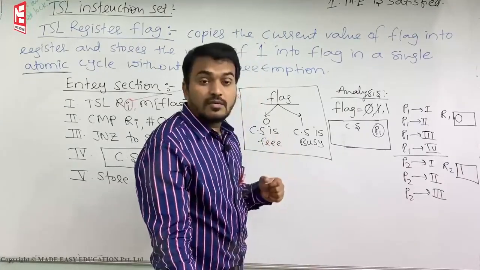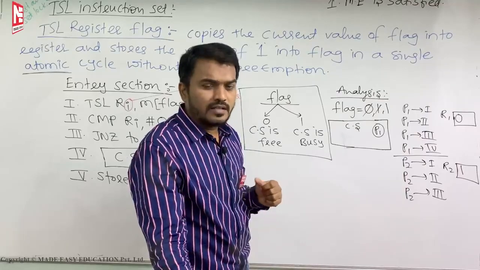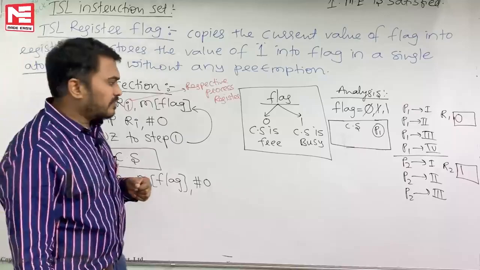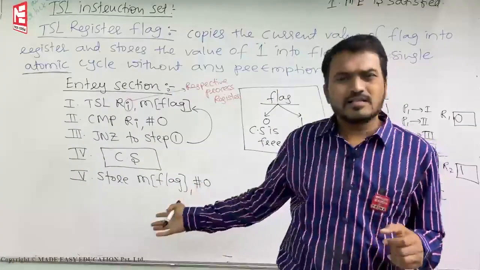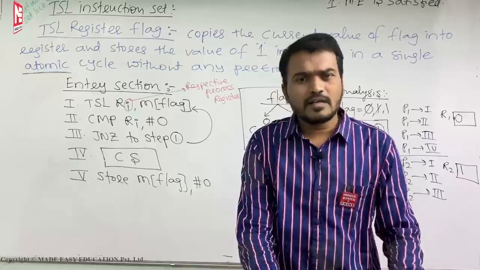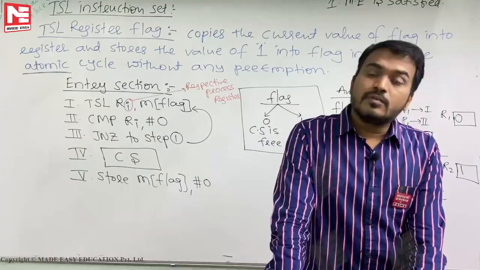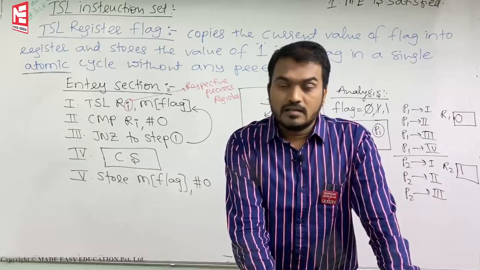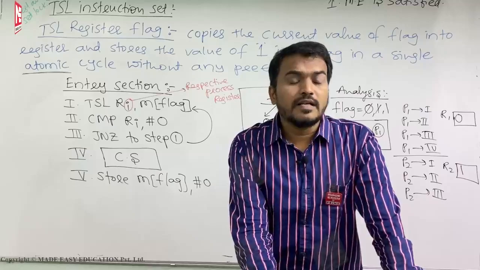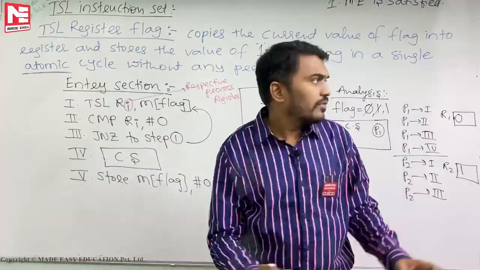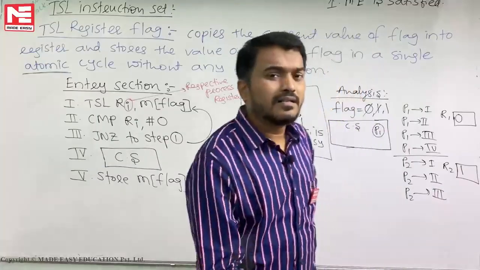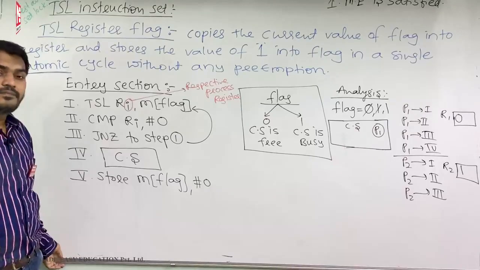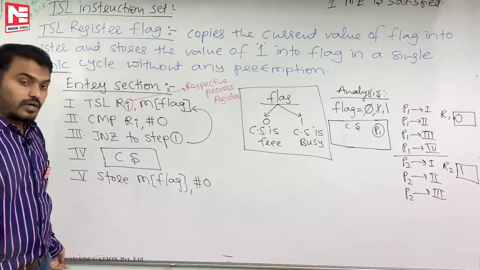Now I have a small question for you. What was the first solution we studied? Lock variables. In lock variables we had a similar kind of code. In lock variables, is mutual exclusion satisfied or not satisfied? Not satisfied. Now with TSL, mutual exclusion is satisfied. So what is the difference? Why is it not satisfied there and why is it satisfied here? You should get the idea.